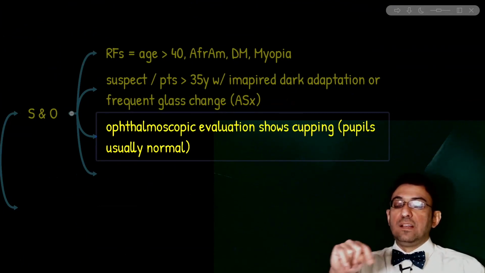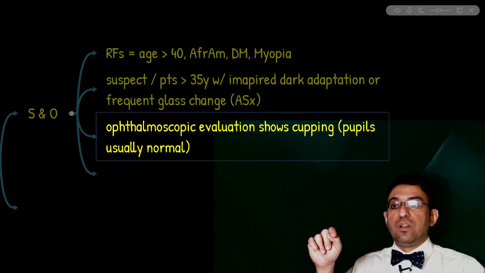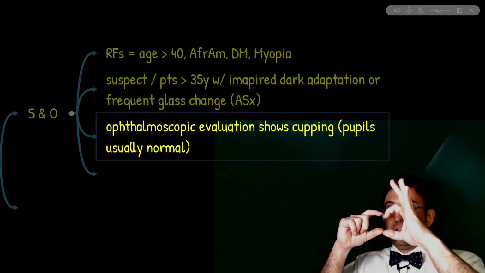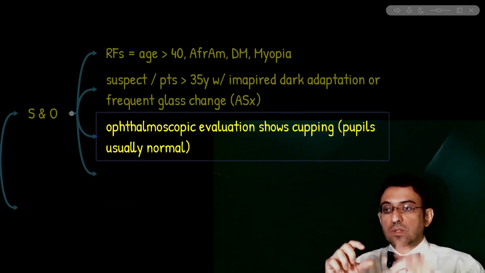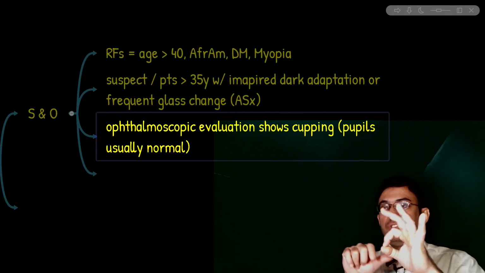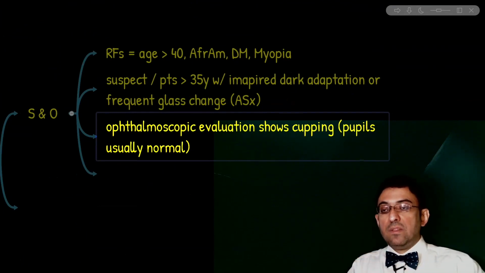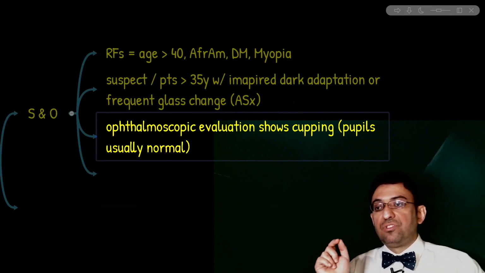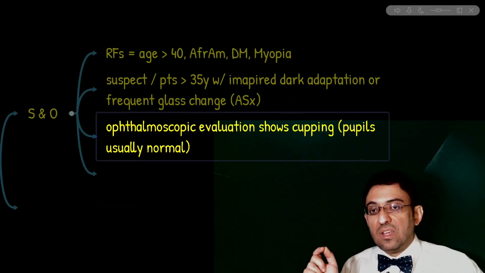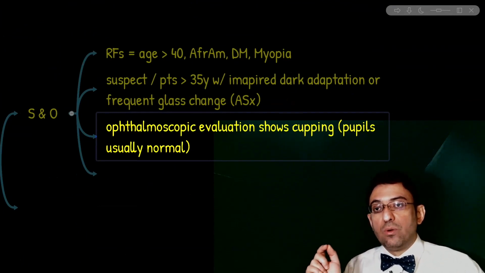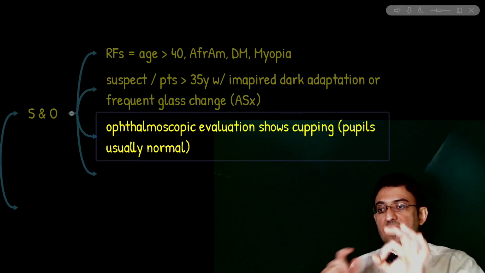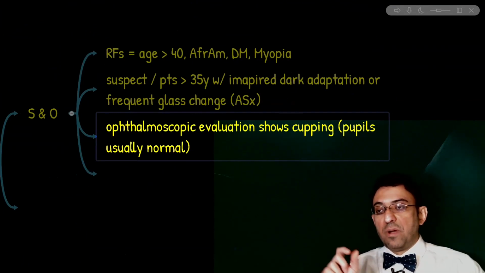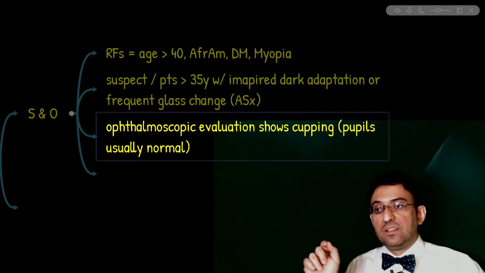If you take a look at the ophthalmoscopic evaluation of the retina, you would see that there are two circles concentrically, the outer circle and the inner circle. Now, what's the increased cup to disc ratio? It means if it is greater than 0.3 or 30%. That's the inner brighter central circle occupies more than 30% of the diameter.